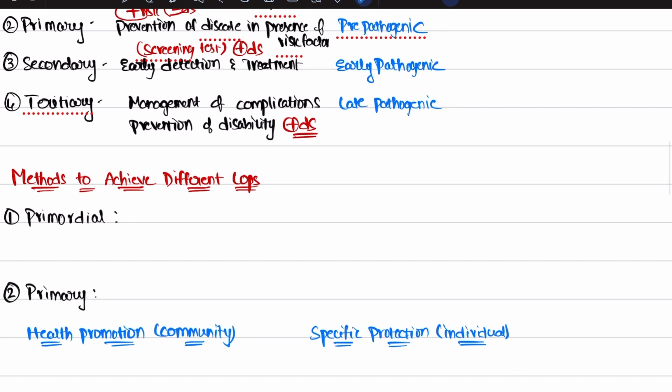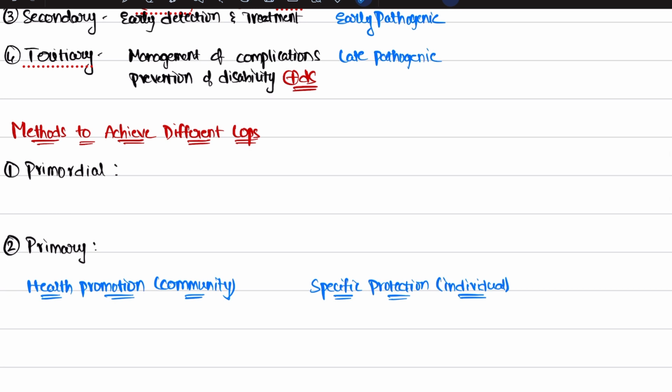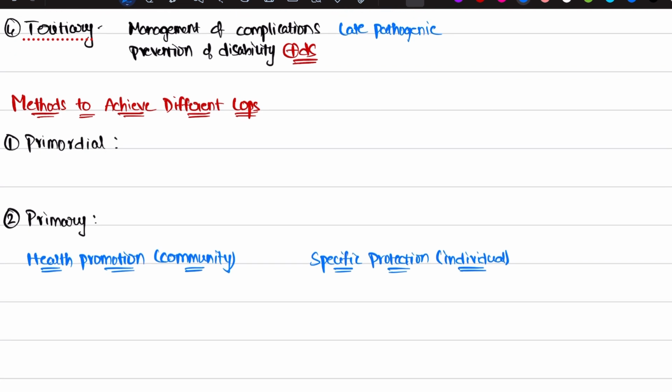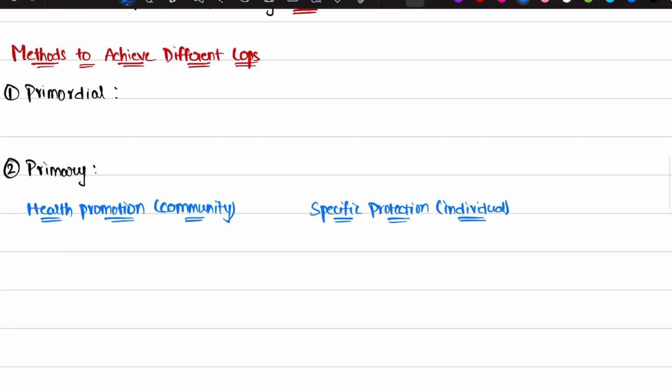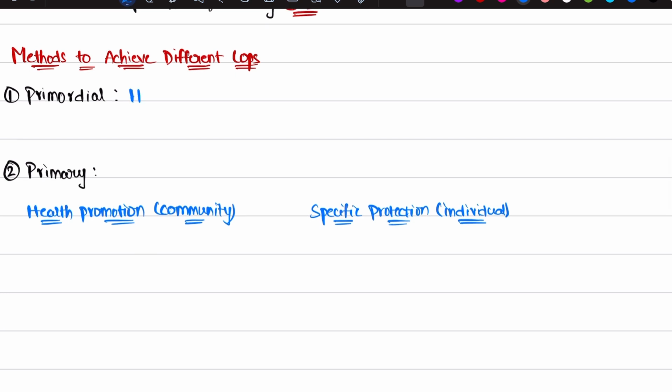And how are we going to achieve the primordial, primary, secondary and tertiary levels of prevention? First, in primordial level of prevention, what are the examples? I am just going to give small examples. Like the government is offering many health awareness programs, right? Whatever awareness programs are there, these all come under the primary level of prevention. Okay. In primordial level of prevention, we are going to health educate the people. Here, health education comes under primordial level of prevention.